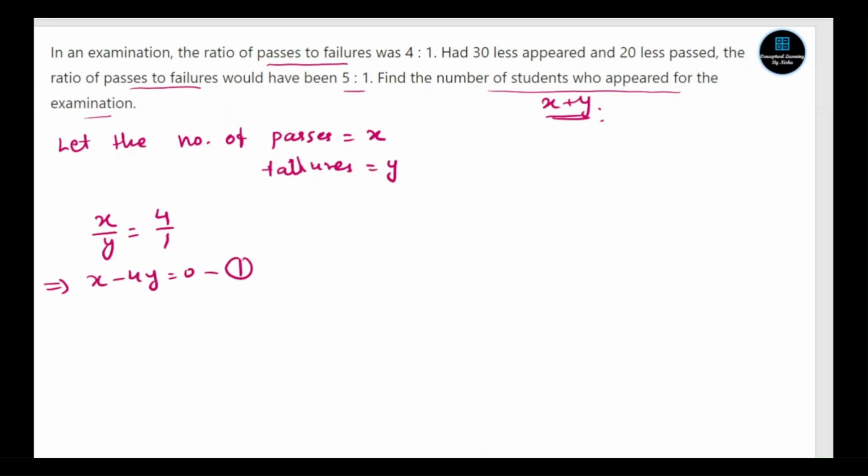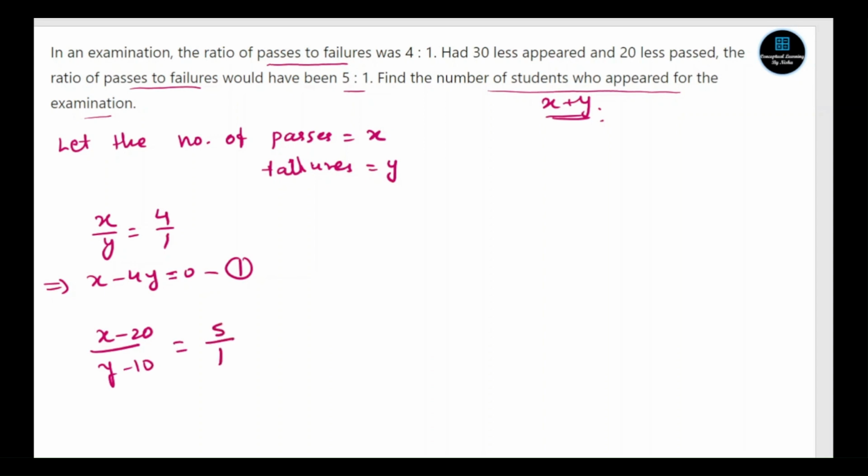So I have the first equation here. Now had 30 less appeared, 20 less passed. Now 20 less passed. So passes is x, so x minus 20. And now see, 30 less appeared. So 30 minus 20 is 10. So 10 less failures. So y minus 10 we have to do. And that equals 5 to 1.